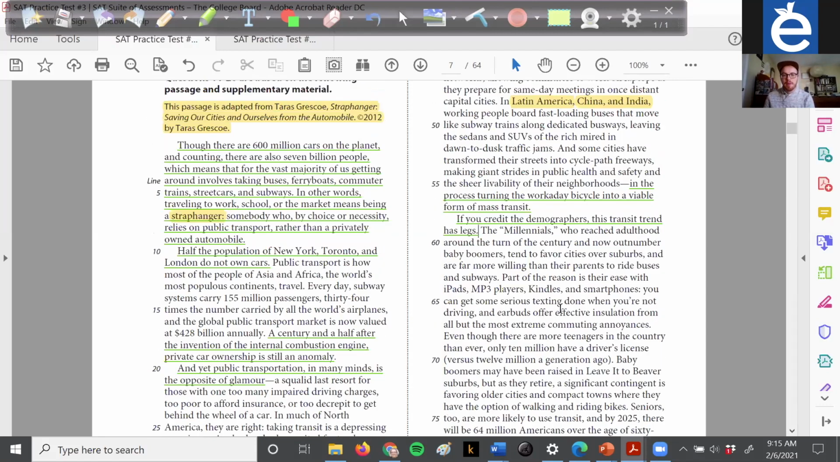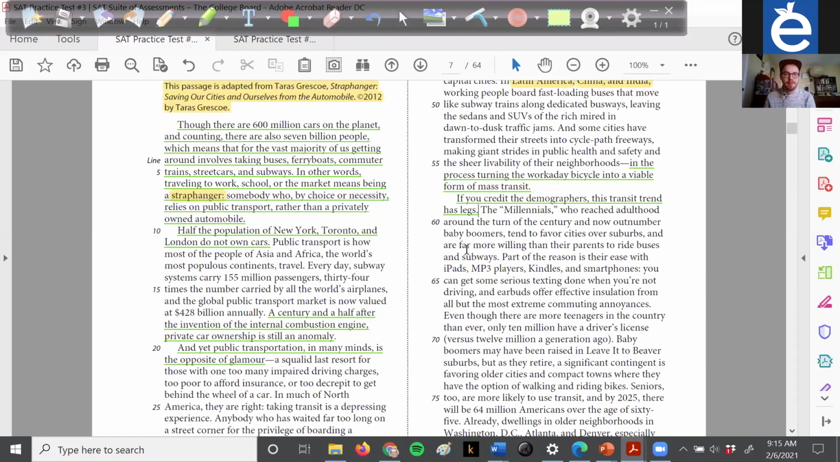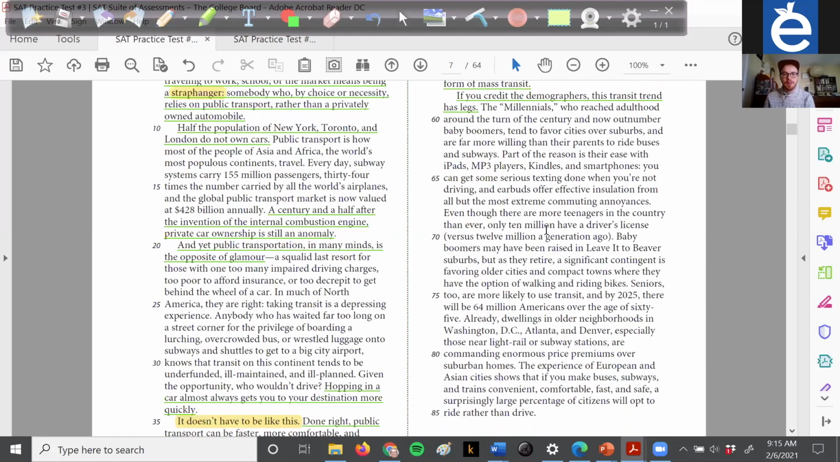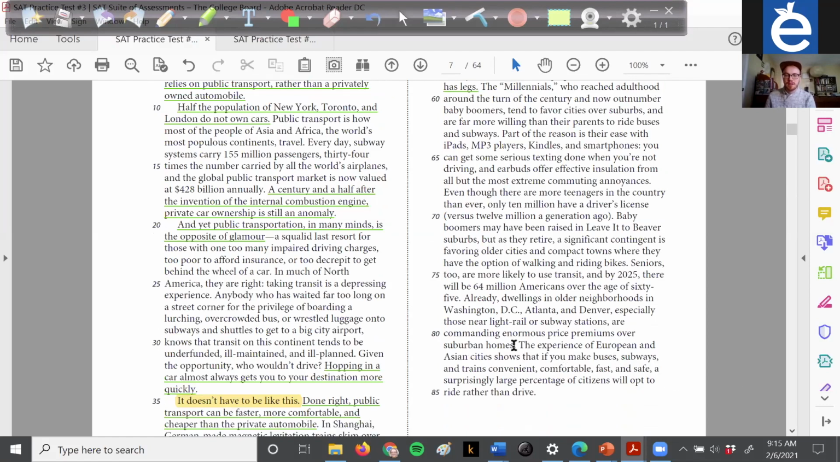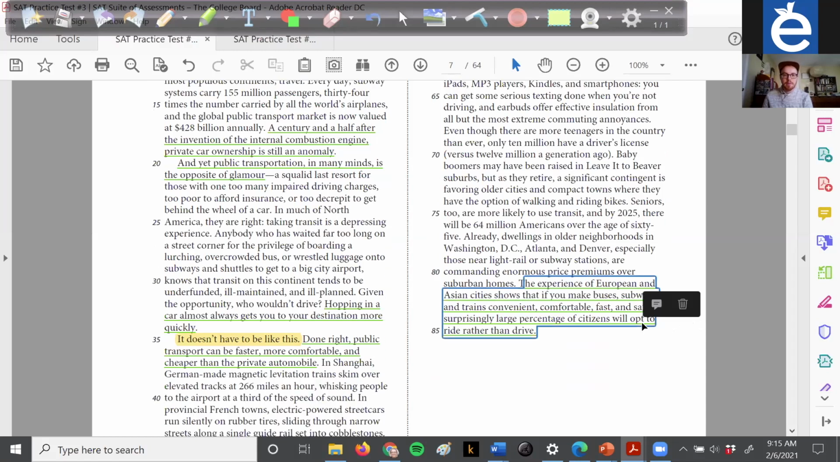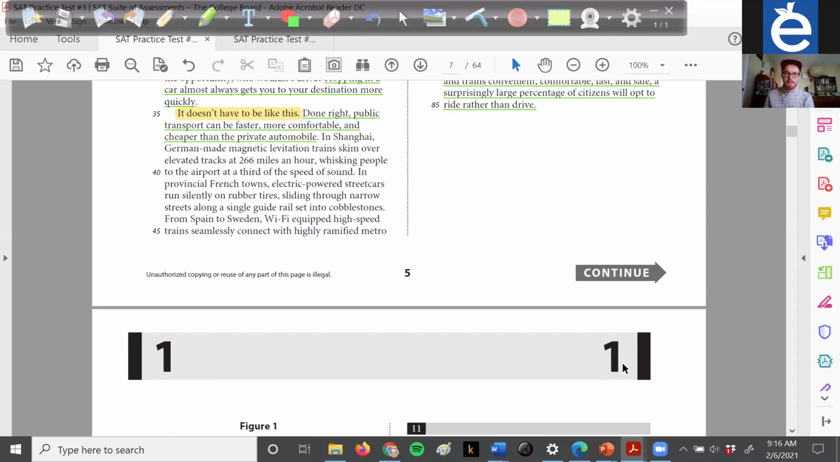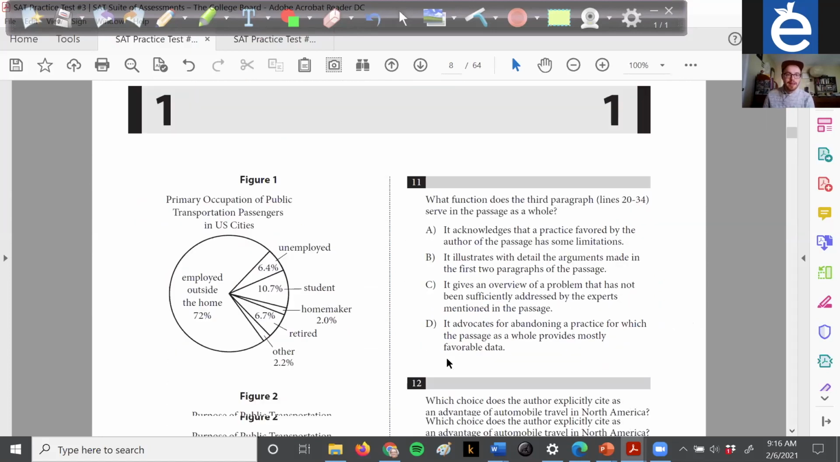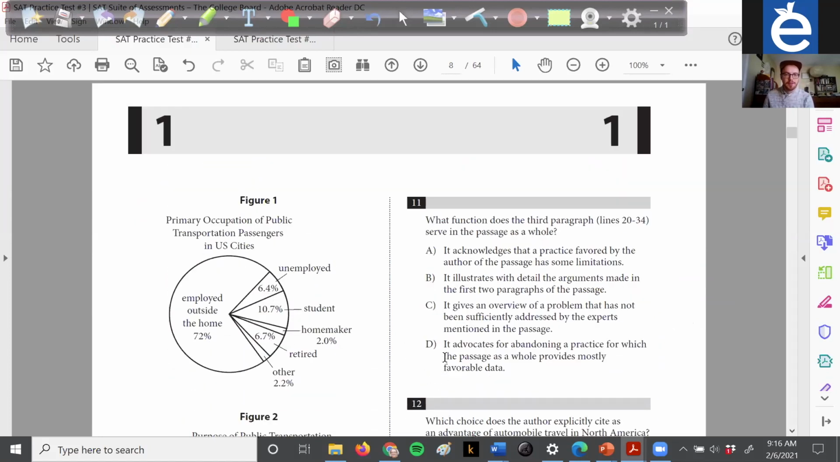And sometimes I would recommend, yeah, read the entire conclusion paragraph. But this conclusion paragraph is like most of the passage, so probably not. But let's read this last sentence. The experience of European and Asian cities show that if you make buses, subways, and trains convenient, comfortable, fast, and safe, a surprisingly large percentage of citizens will opt to ride rather than drive. Okay, that's another potential thesis, right? The whole paper. And here we have some graphs.